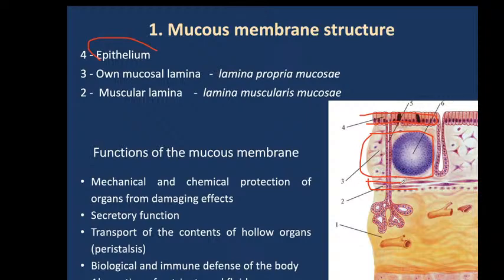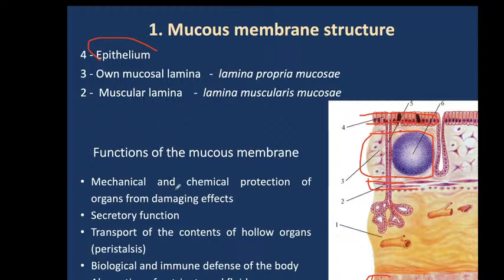And this one is from small muscular cells inside of mucosa, and it has the name lamina muscularis of mucosa. Don't be confused because we have muscular layers and muscular lamina, or muscular plate, inside of mucous membrane.